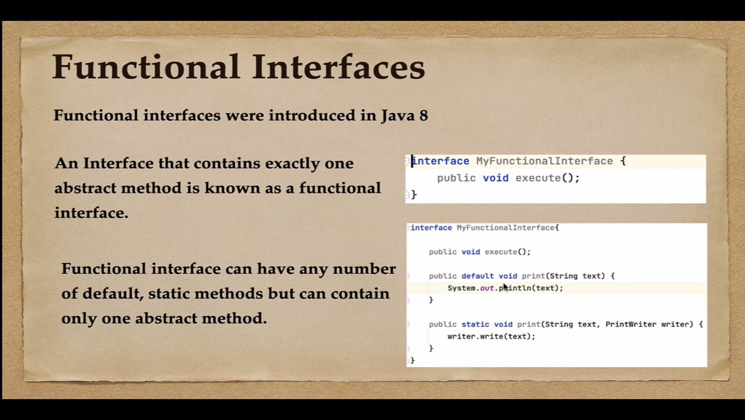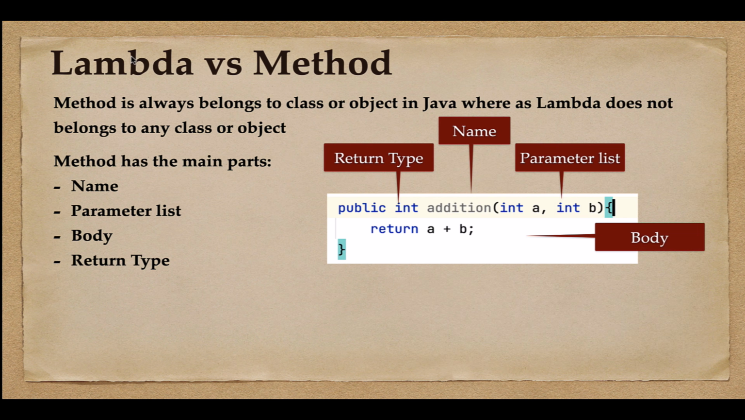Now let's go back to our Lambda expression and then we'll dive deep into Lambda expressions. Well, sometimes beginners may confuse Lambda expressions and methods. So let's go ahead and see the difference between a Lambda expression and a method, so that you can understand Lambda expressions better. Well, a method always belongs to a class or object in Java, whereas a Lambda does not belong to any class or object. Whenever you create a method in Java, you have to create that method in a class, right? But a Lambda does not belong to any class or object. It should be in isolation from the class or object.